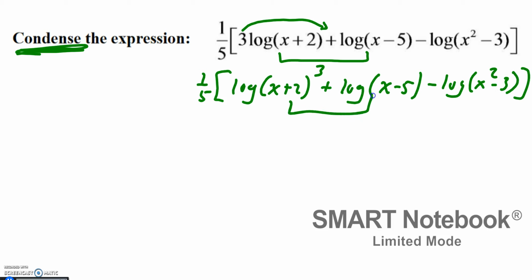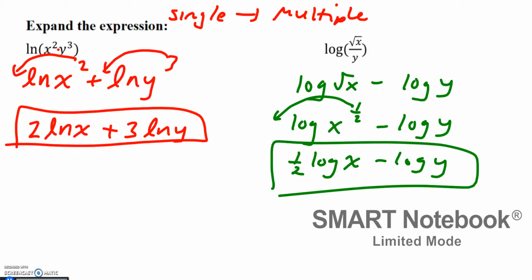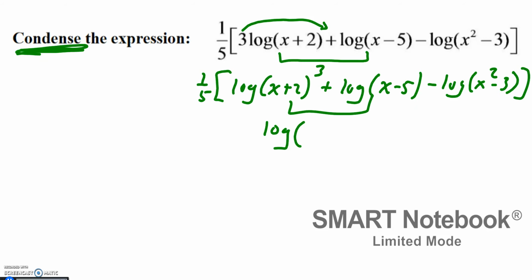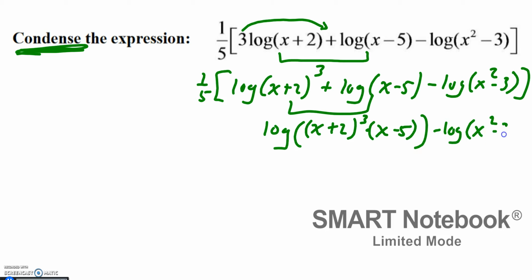And so if I focus only on these two, we can combine these two together into a single log. And when I have two separate logs being added, I'm really multiplying my arguments. So again, if you look back to this, two separate logs being added is the same as a single log of two things being multiplied. So that would be the same as log of (x plus 2) to the third power times (x minus 5), minus log of x squared minus 3, all with the 1/5 in front.